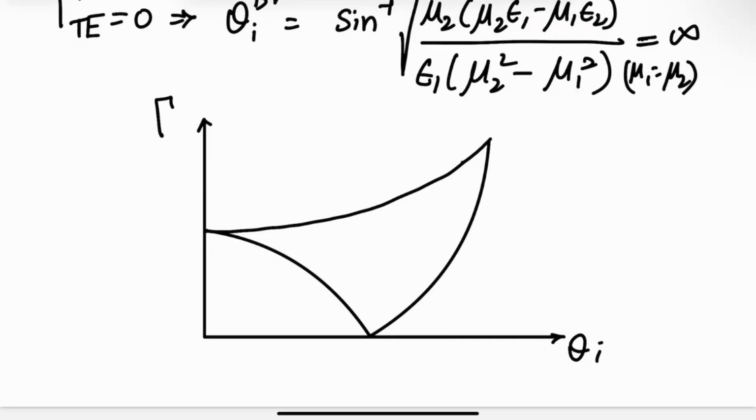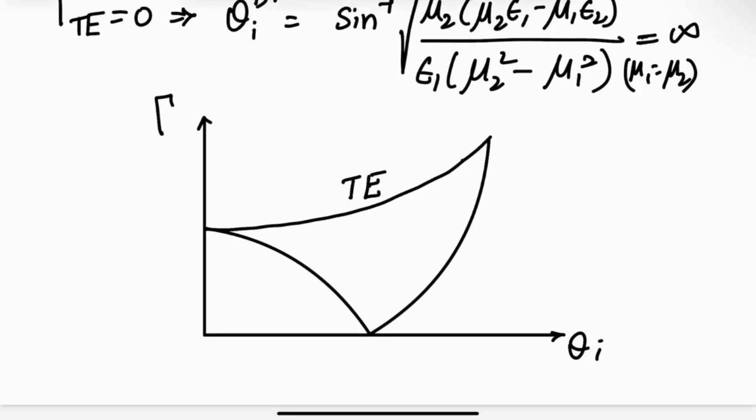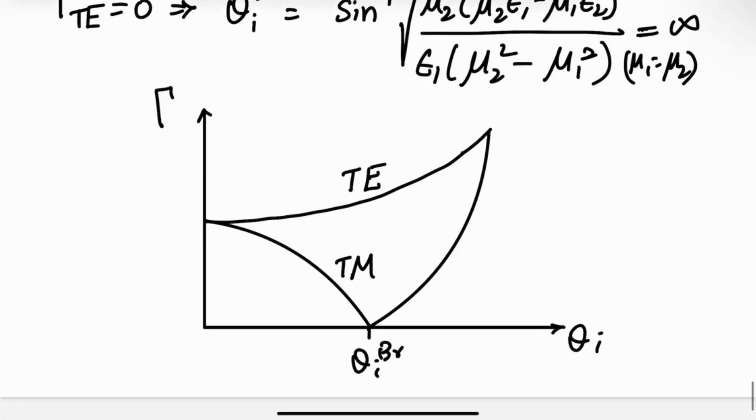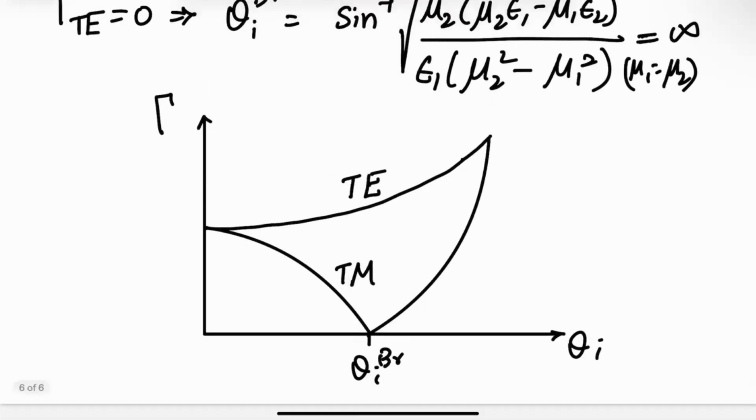Like that. Okay, so this is for TE, and this is for TM. And this angle here is theta incident Brewster. Okay, so it's very useful, Brewster angle. It's used to make polarization filters.